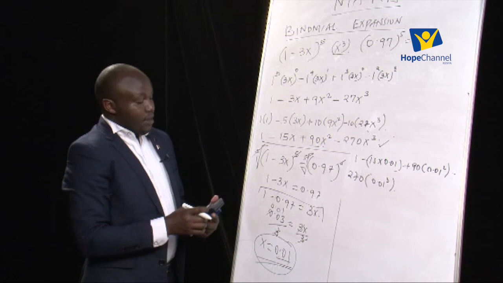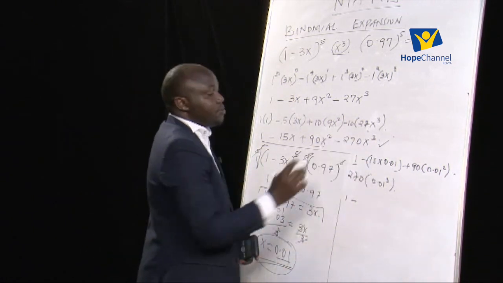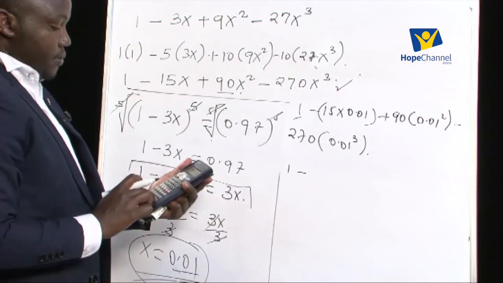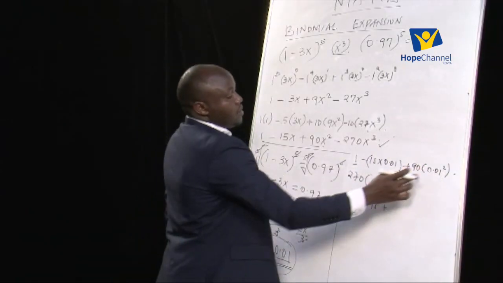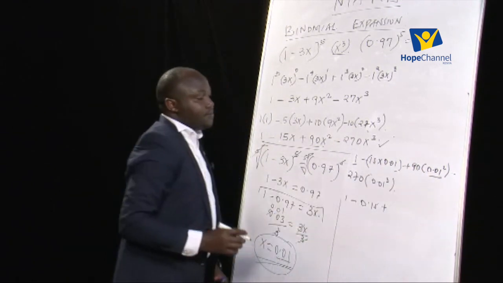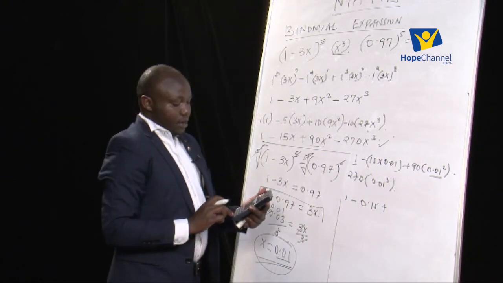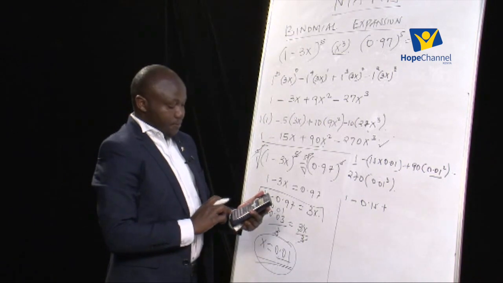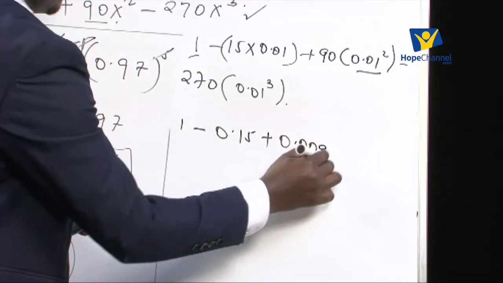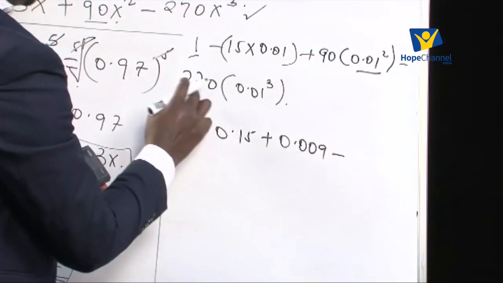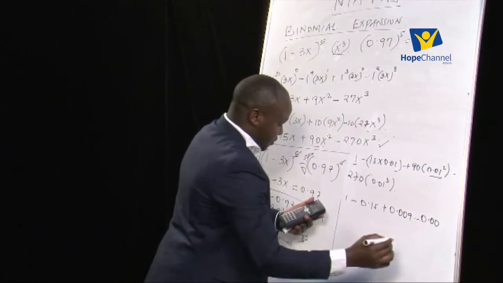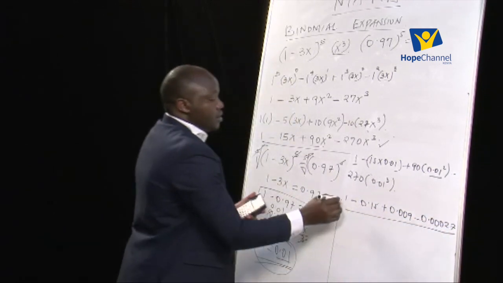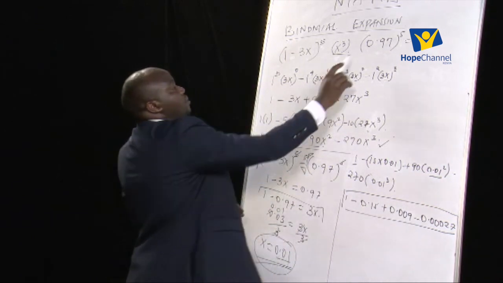Now let us start the mathematics itself. The first one is 1 minus 15 times 0.01. 15 multiplied by 0.01, I obtain 0.15, plus 90 multiplied by 0.01 squared. So first of all, what do you do? Let us handle the bracket. 0.01 squared gives us 0.0001, multiplied by 90. It is 0.009. Now minus the other one, we handle the bracket first. So 0.01 cubed, now multiplied by 270. I obtain 0.00027. Now if I add this, I'm going to get the right full answer for 0.97 power 5.